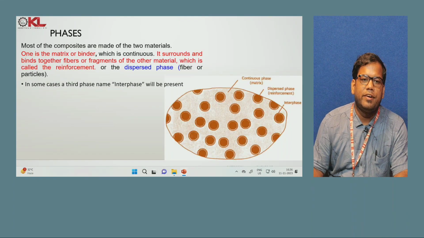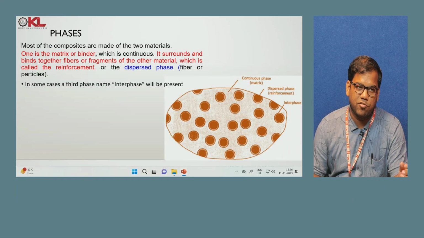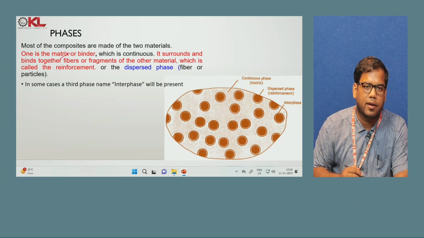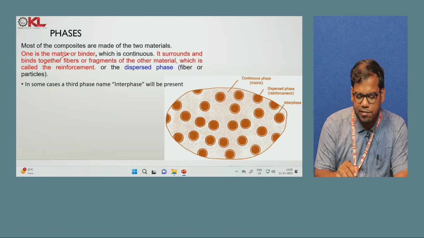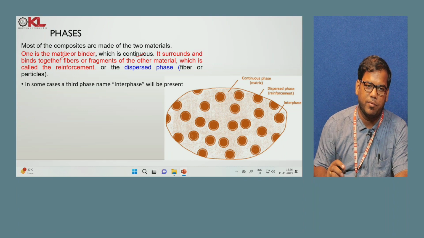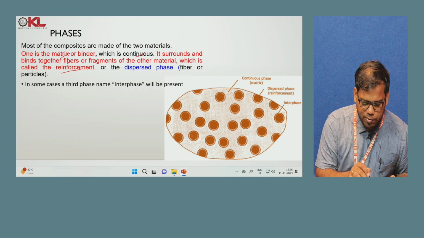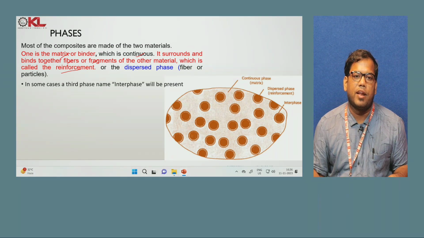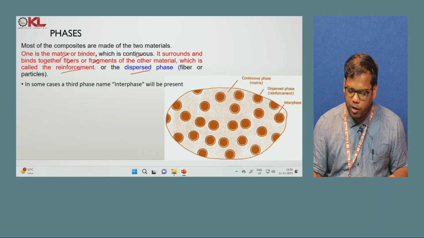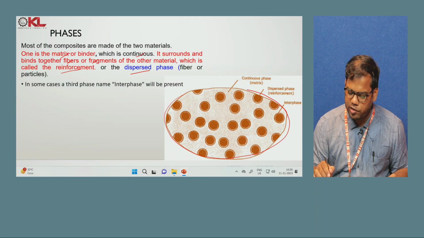Now we will see what are the different phases. As I told, it is a combination of two phases. So what are the different phases? One phase will be matrix, or binder, which is continuous in nature. It surrounds or binds together the fibers of other material, which are called reinforcement. These fibers or fragments are called reinforcement, or we call them dispersed phases.